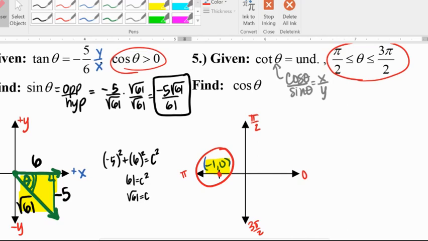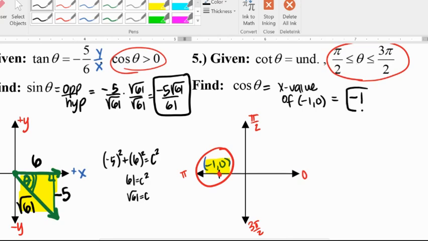All right, let's see if that's enough for us to answer the question. Can we find the cosine of that angle? Oh, yes, we can, because guess what? Cosine of theta is the x value of negative 1 comma 0, which is negative 1.